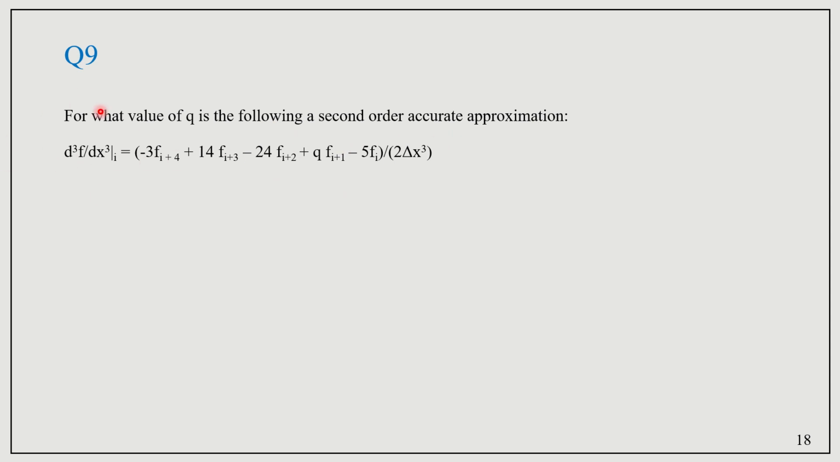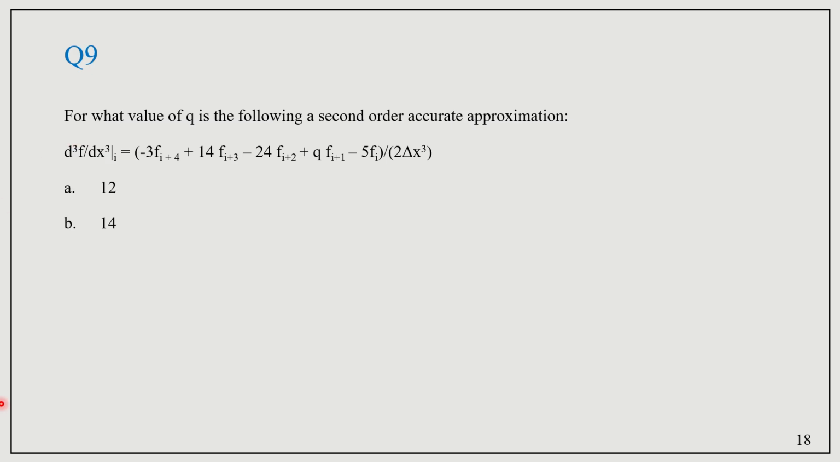So the thing is, we are writing the discretization of d cube f by dx cube, and the equation is second order accurate, and we need to identify the value of q. So we'll see the problem.